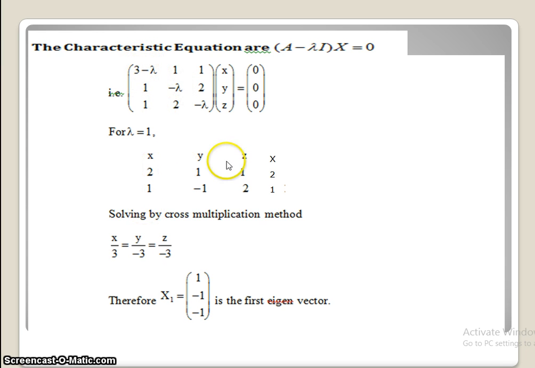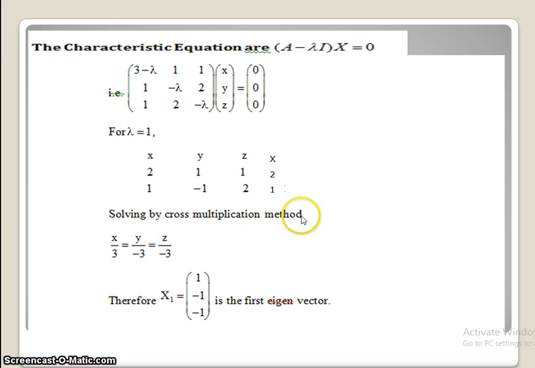So x, y, z, again I can take x here. First 3 minus 1 is 2, then 1 I can write as it is, again 1 as it is. Then the next one is 1. Here put lambda equal to minus 1, that is minus 1, then we get 2. Or we can choose the second and third rows also, whatever is convenient for you. Again you can write x as it is, so 2 and 1.